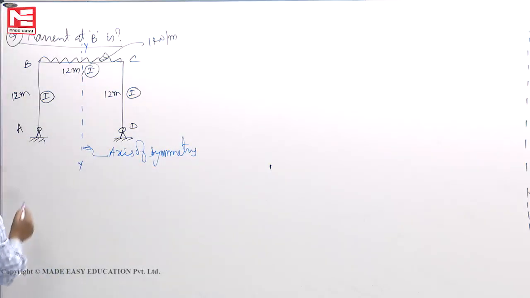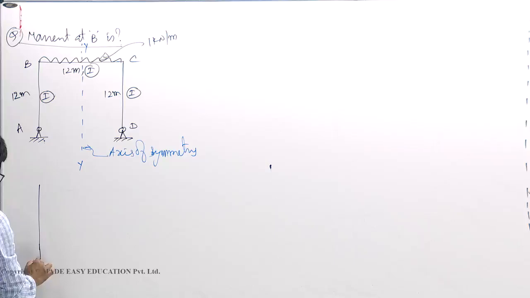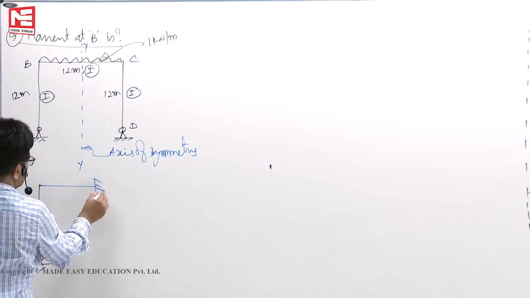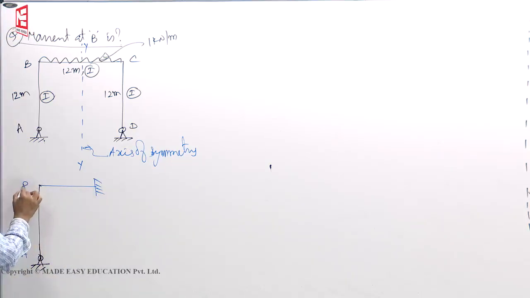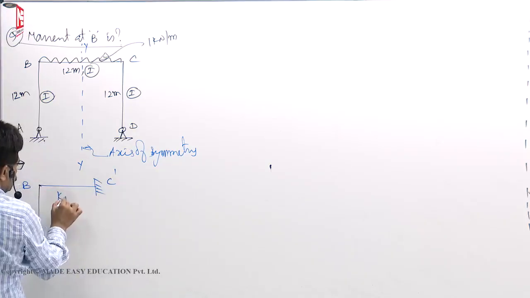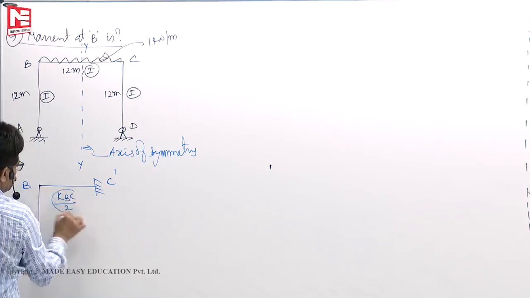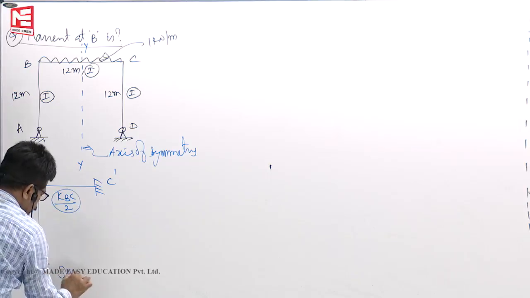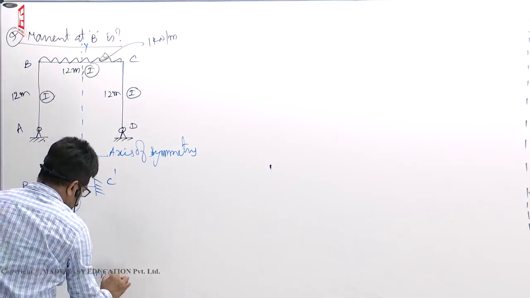So BC you have to remove and replace it with another beam. This we should not disturb. This is another one. This point A, B, C dash. This value is KBC by 2. This we will not disturb, KBA. This is your imaginary frame.